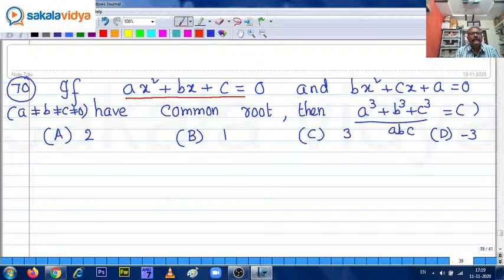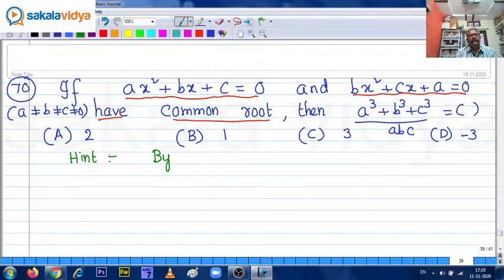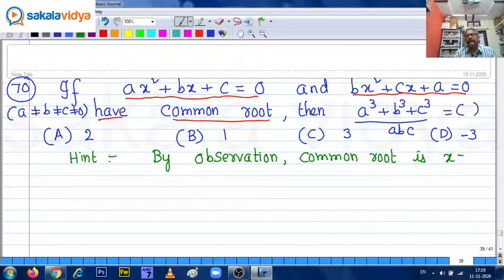If ax square plus bx plus c is equal to 0 and bx square plus cx plus a is equal to 0 have a common root, then find a cube plus b cube plus c cube upon abc. So now we need to find out. See the hint. By observation, the common root is x is equal to 1.